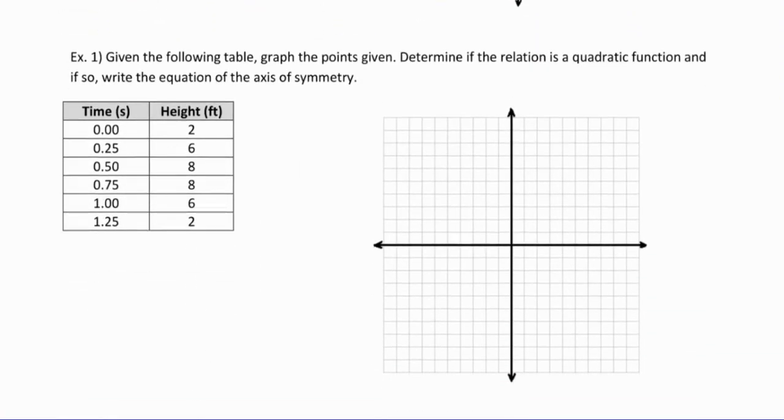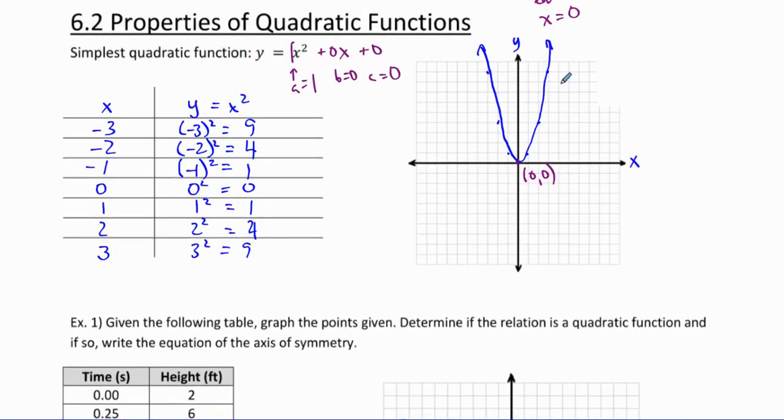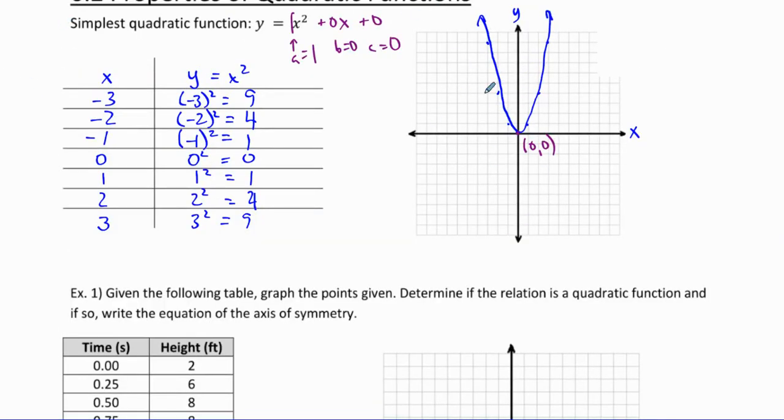Right. So moving on to our first example. We're given the following table. We're going to graph the points given, just like we did above, and then we're going to determine whether it's a quadratic function or not. Now, if it's a quadratic function, it should look something like this, either opening up or opening down.